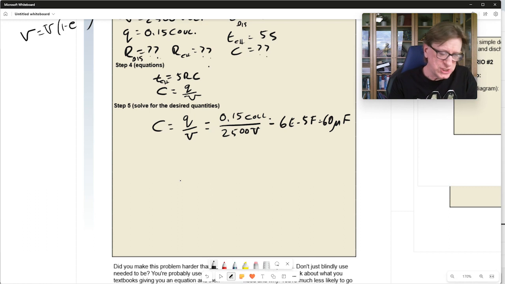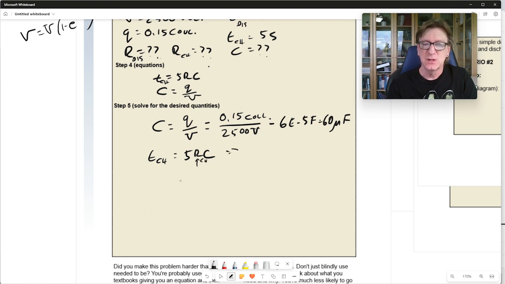Okay, now my charge time is going to be 5RC. Well, I know what my charge time is. I now know what my capacitance is. The only thing I don't know is the charging resistor. So I'm going to put a charge here to remind myself that's the charging resistor. So we'll solve that. And so our charging resistor is just going to be T charge divided by 5 times the capacitor. And that's simply going to be 5 seconds. I believe that's what we decided. Yes, 5 seconds divided by 5 times 60 times 10 to the minus 6 farads.